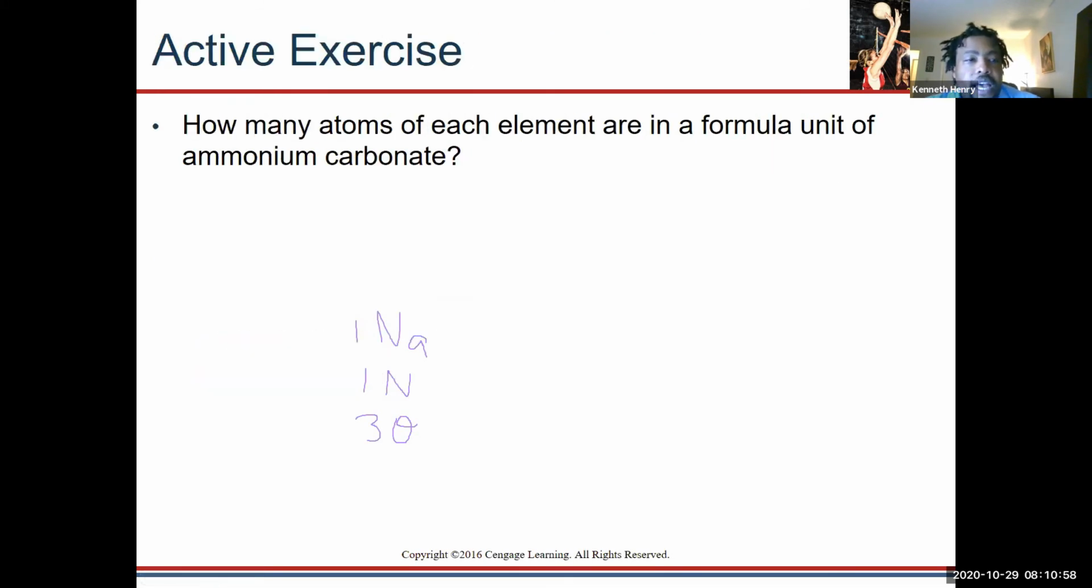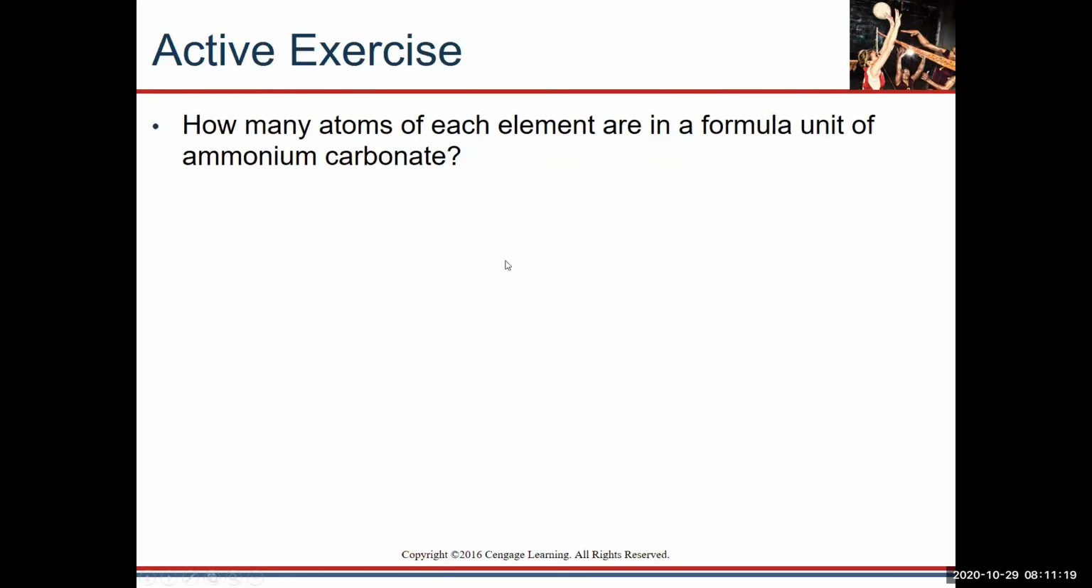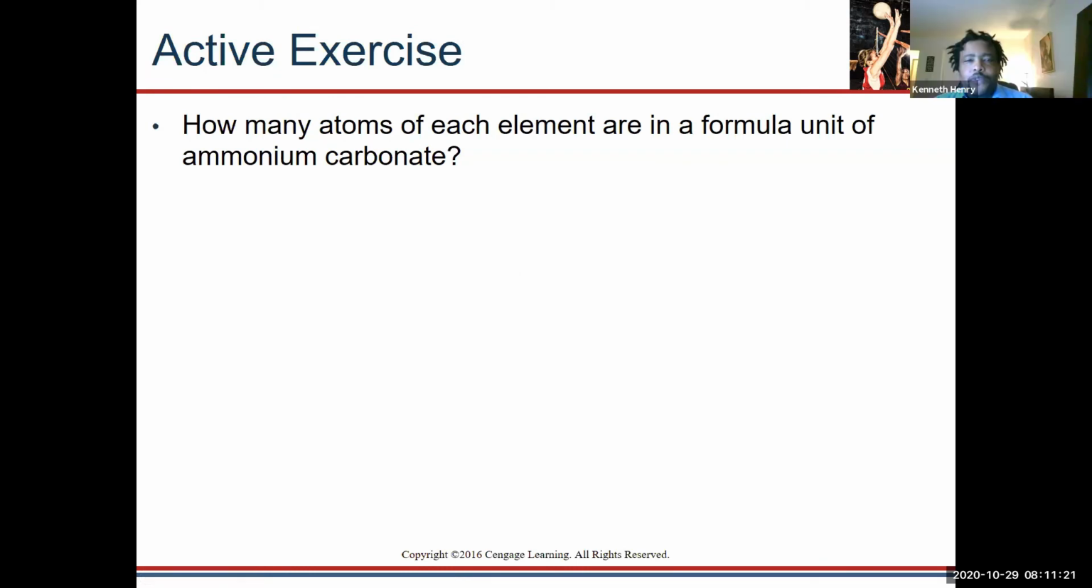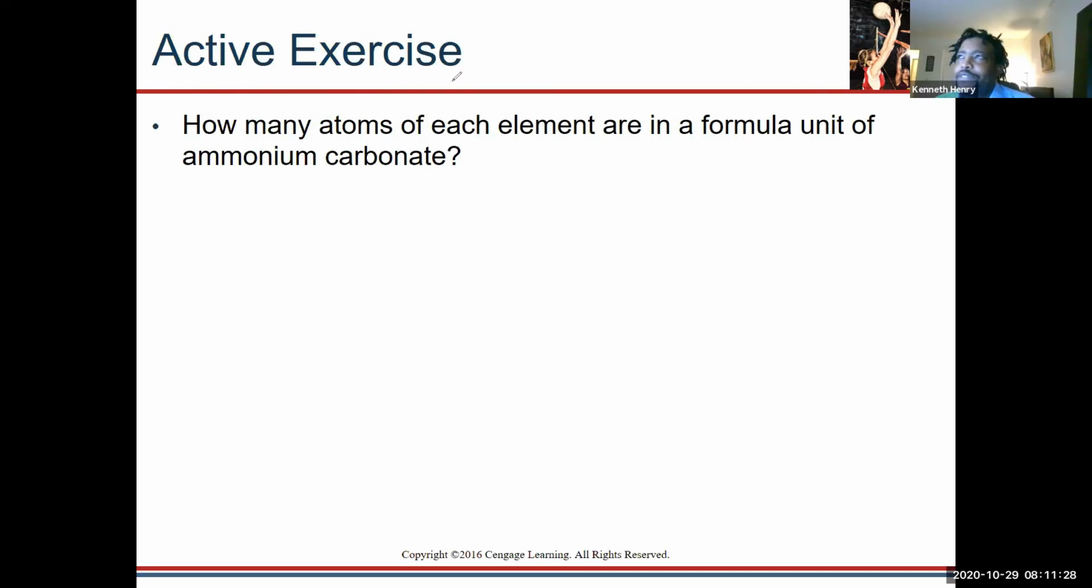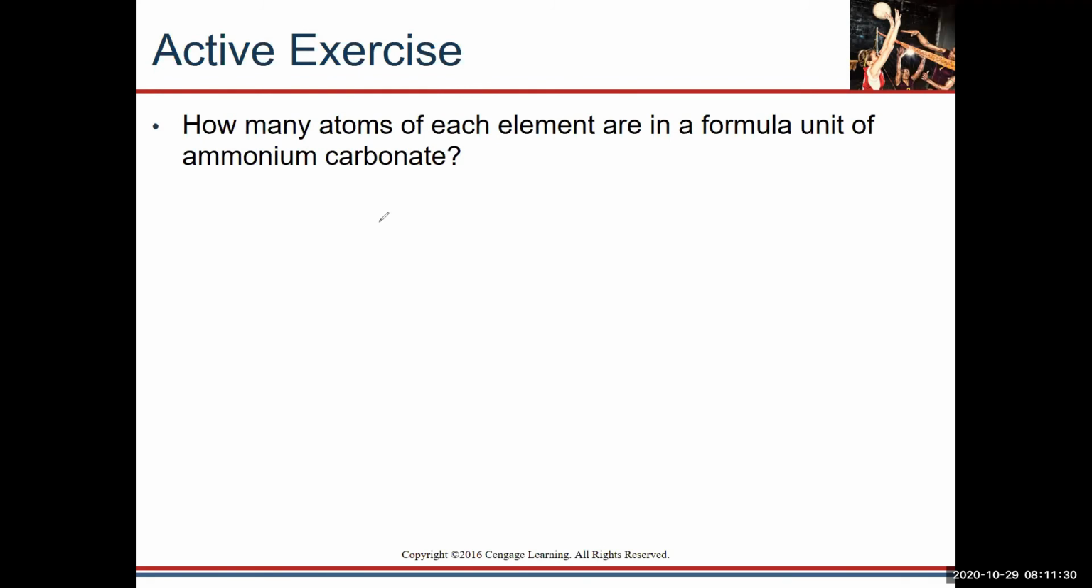Okay, the question asks, how many atoms of each element are in a formula unit of ammonium carbonate? Ariana. Ammonium carbonate. Can you give me the chemical formula for that? I can try. That's all I can ask of you, right? Okay.